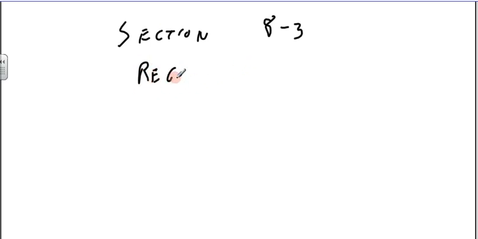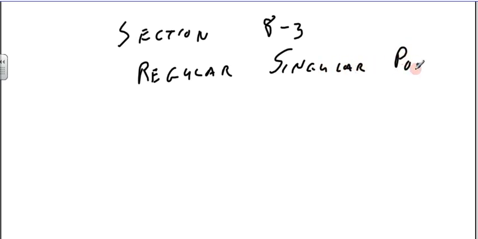We're in section 8-3, and we get to be a little weird, so that's kind of cool. And we get to talk about regular singular points. And if we have regular singular points, then obviously we also have irregular singular points.